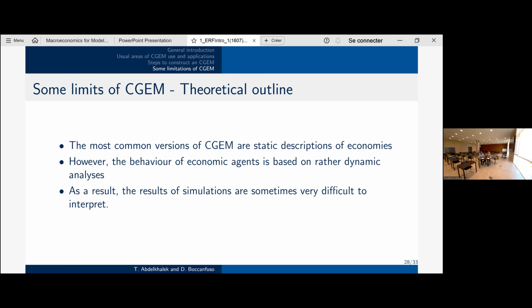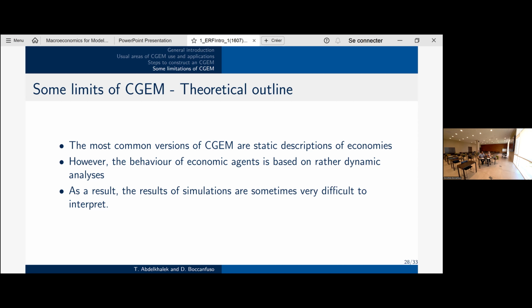Next, the second limit. The most common version of the CGE model is a static description of the economy. So when we simulate a policy, or we look at the impact of an exogenous shock on the economy for which we construct the model, we are doing only a static comparison between the initial situation and the final situation. And we don't know how much time will pass before we compare the initial equilibrium and the final equilibrium, because the model is a static one.